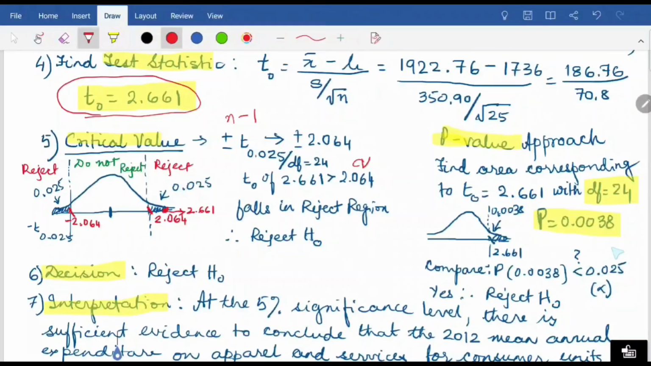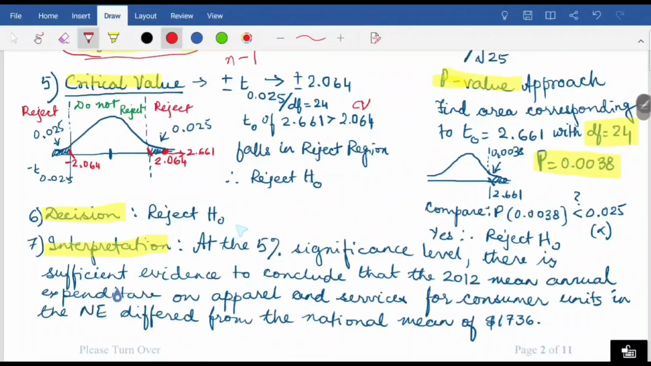But in that case, make sure you are comparing it with 0.025, which is half the significance level of one side. All right, so we compare 0.0038 with 0.025, or 2 times 0.0038 with alpha, which is 0.05. It's less than alpha, therefore reject null hypothesis. Okay, so the decision is to reject null hypothesis.